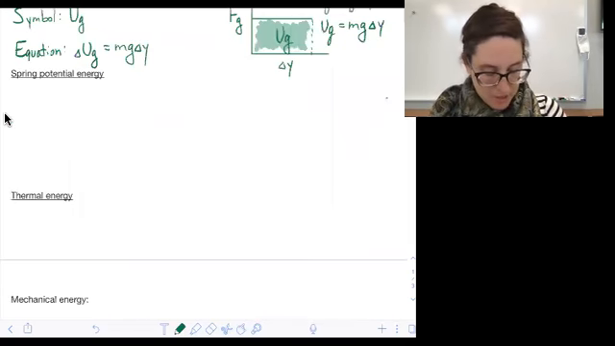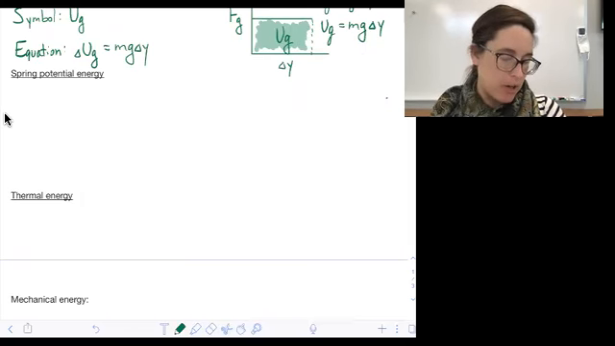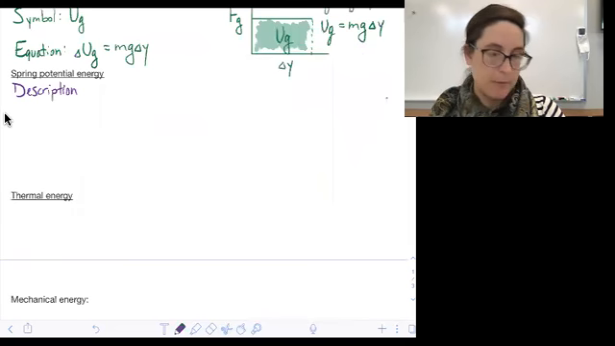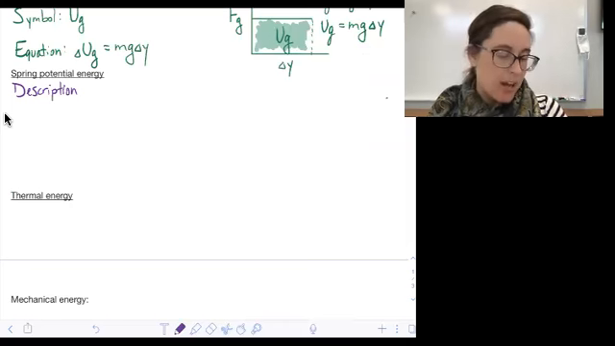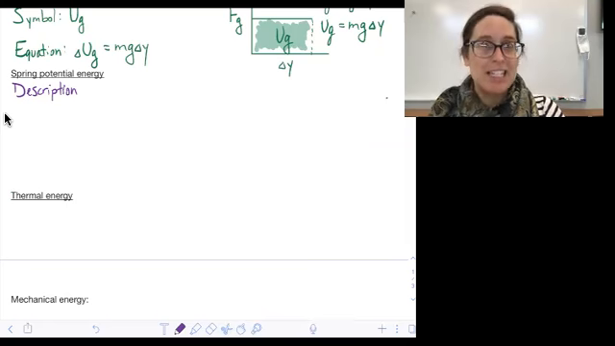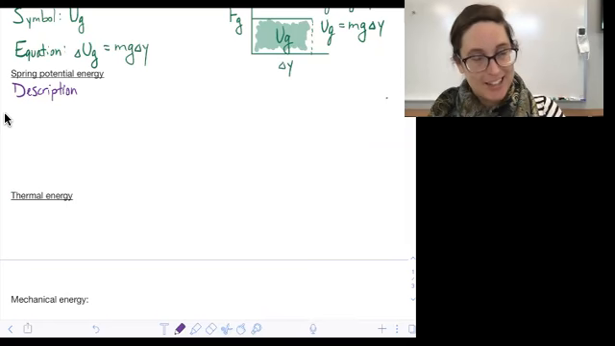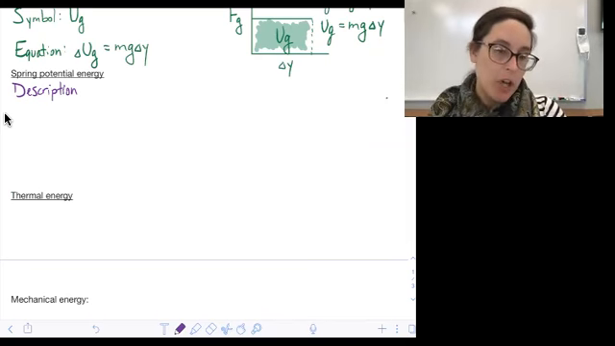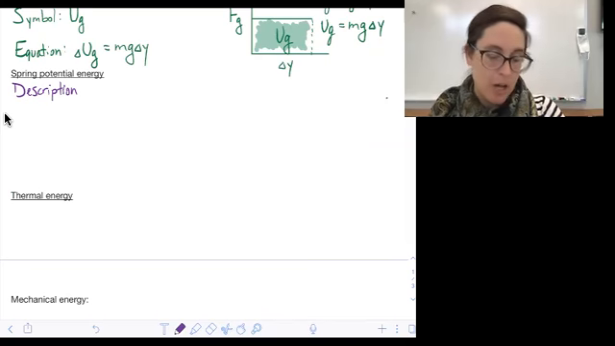Okay, let's talk about spring potential energy. This one is a little bit more familiar to us because we talked about it so much in 4.1. So spring potential energy, you may also hear it called elastic potential energy. Both of those terms refer to the same thing and they are used interchangeably. In fact, the College Board pretty much 50-50 calls it spring or elastic potential energy. But what they're trying to describe here is the energy that comes from deformation.